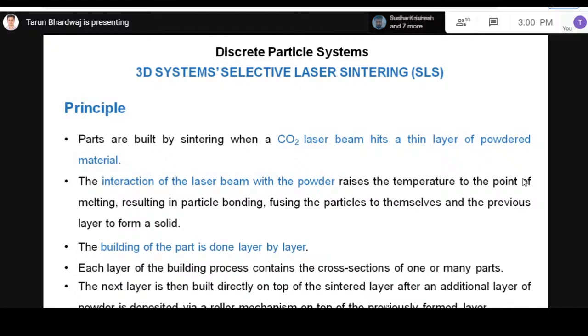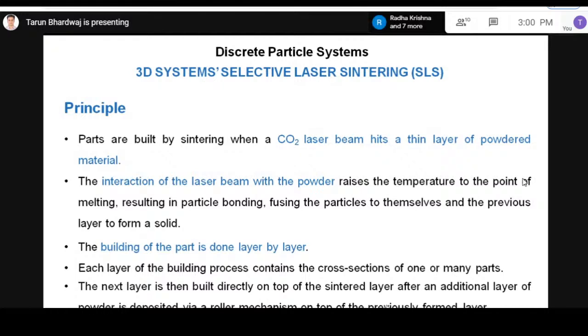We can use an electron beam also, and the parts are built by sintering when a CO2 laser beam hits a thin layer of powder material. It means we have powders in the form of a layer, a thin layer of powder on a substrate plate or on any table. Suppose we have a table and powder is fed on that table, and the CO2 laser will hit that powder and follow the same path that is given by the numerically controlled tool.